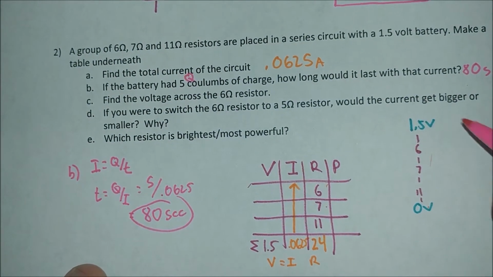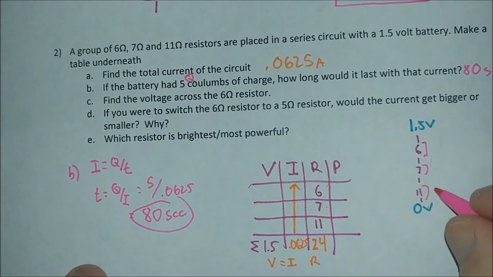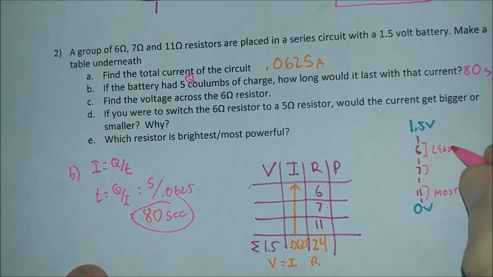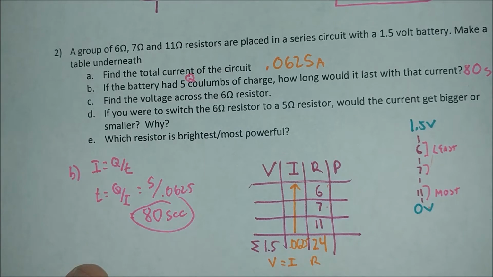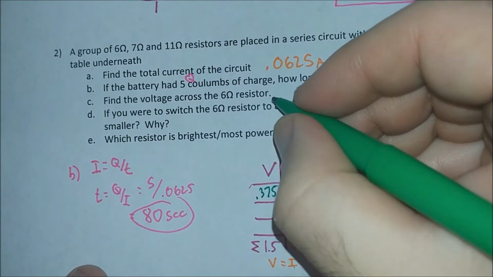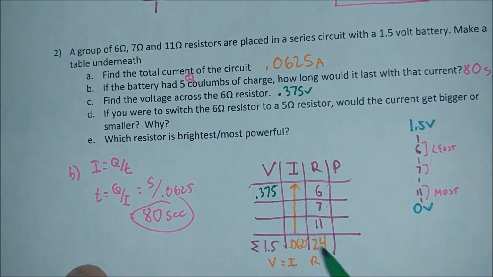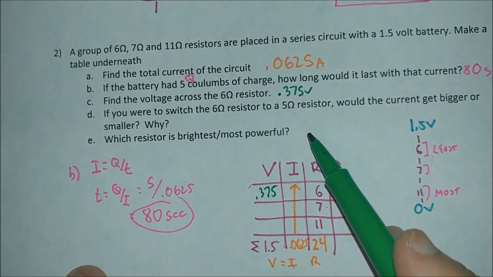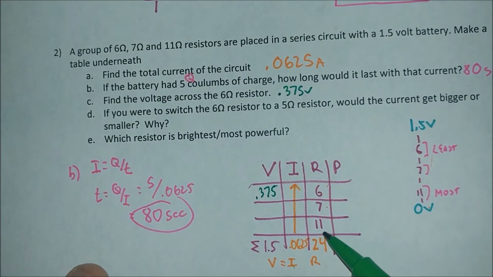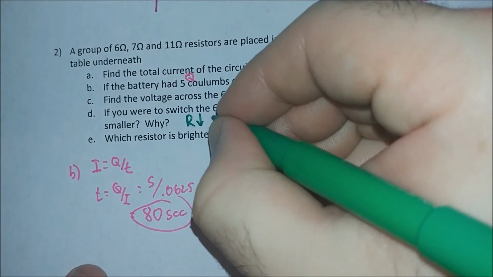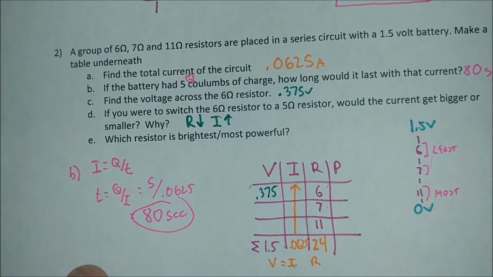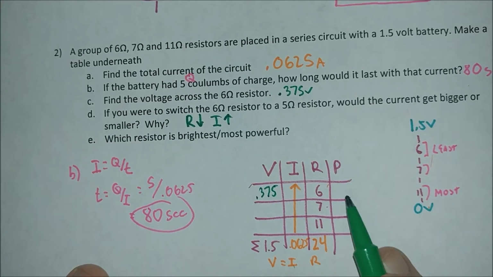Now, for how much voltage is across the 6 ohm, I know that voltage drops. The total voltage drop has got to be 1.5. Because of that, the most has got to be for the 11, the least has got to be for the 6. Because in series, to have the same flow, you have to have the most push, the most resistance. Do V equals IR with I and R, and you get 0.375. Now, if you switch the 6 to a 5 ohm, the resistance goes down, which means the current's got to go up. So the total current's going to increase.